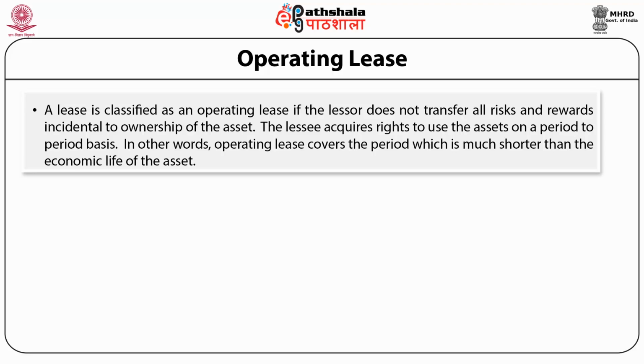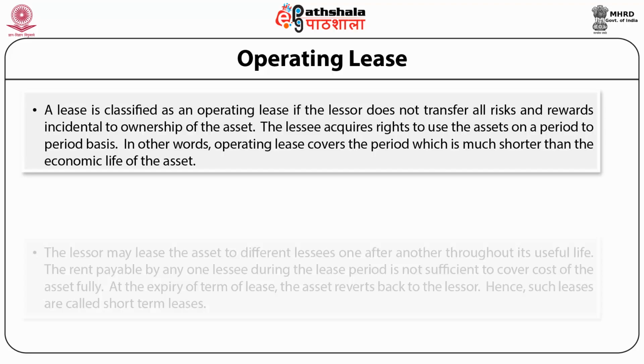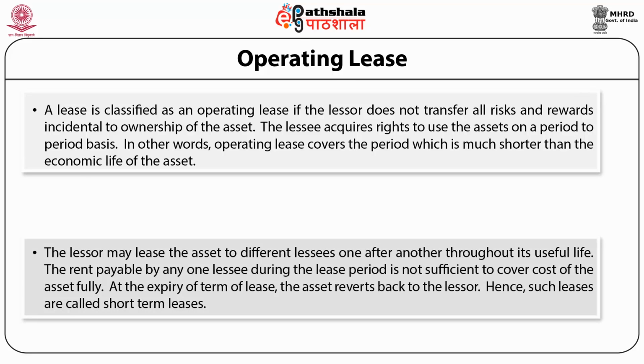In other words, operating lease covers a period which is much shorter than the economic life of the asset. The lessor may lease the asset to different lessees, one after another, throughout its useful life. The rent payable by any one lessee during the lease period is not sufficient to cover the cost of the asset fully. At the expiry of the term, the asset reverts back to the lessor. Hence, such leases are called short-term leases.